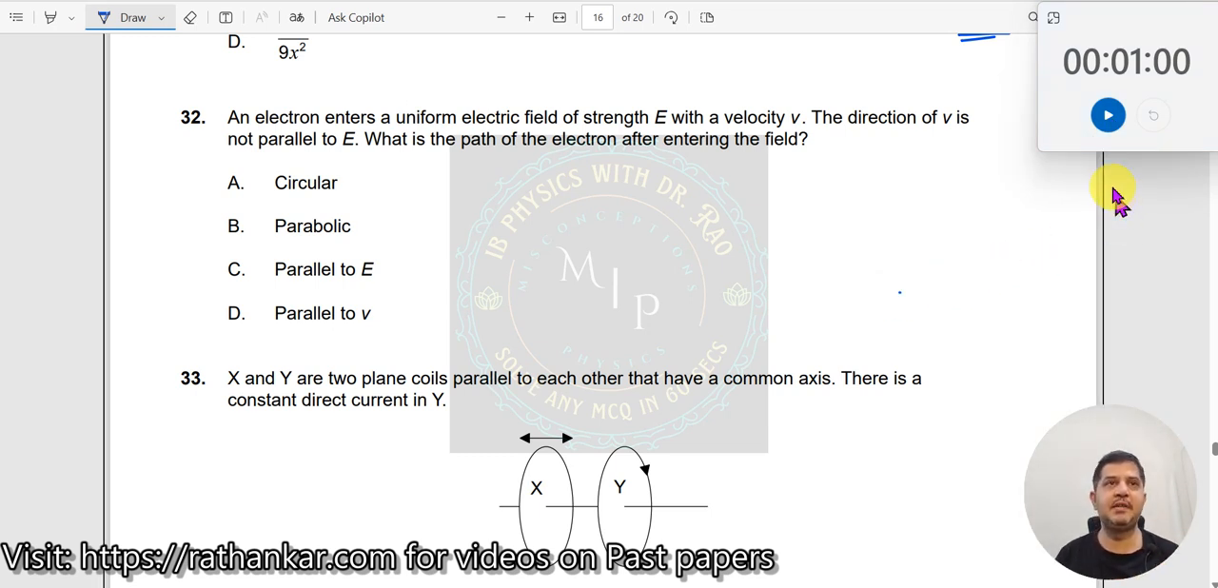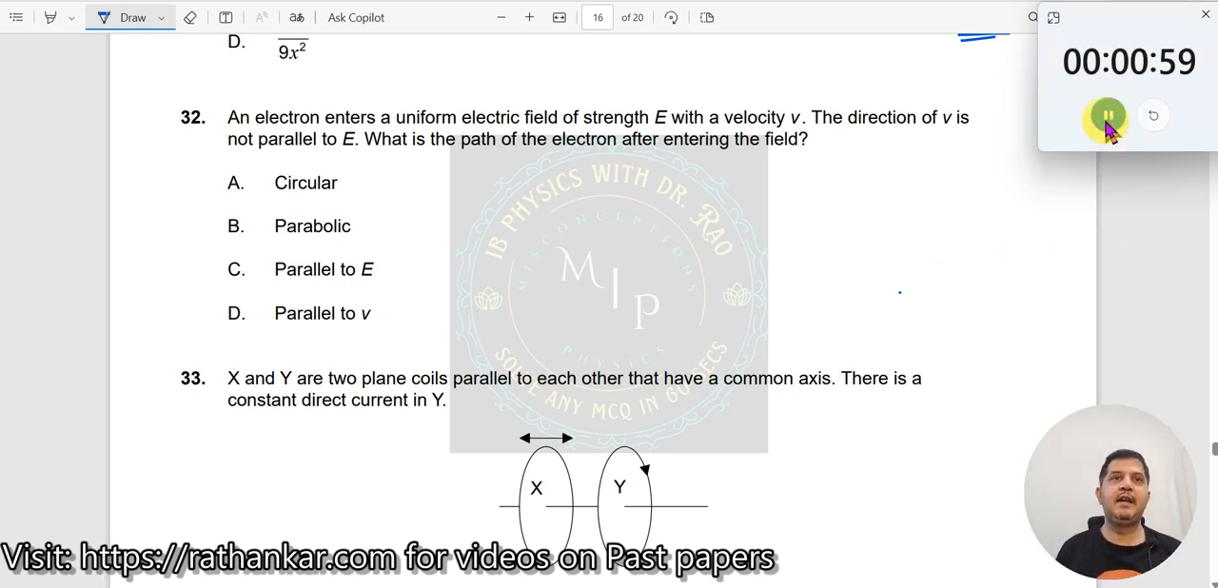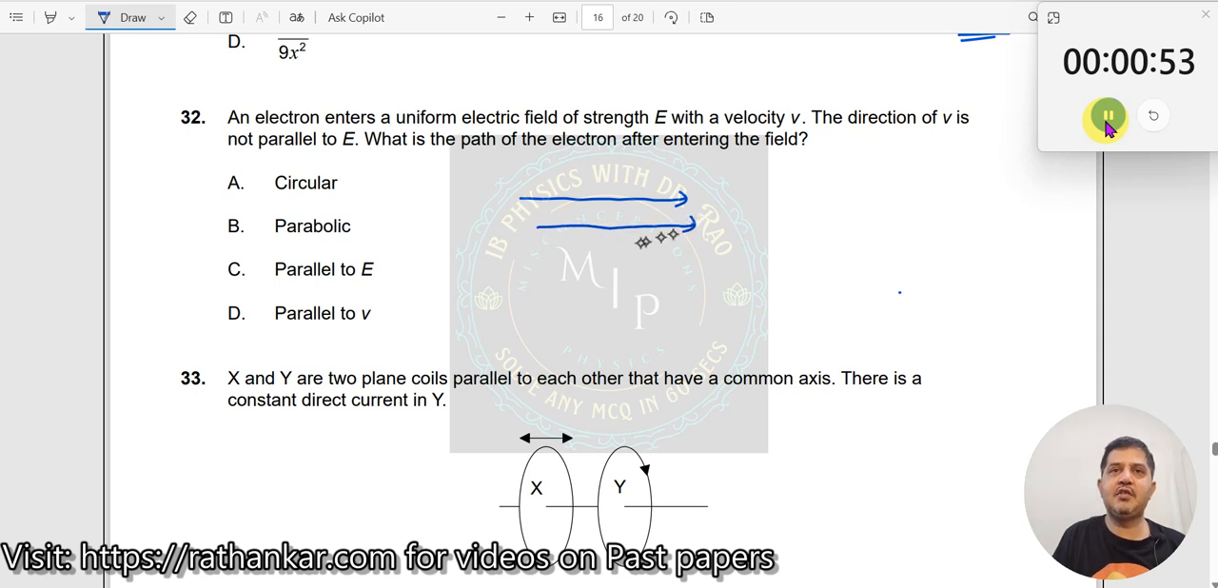Okay, question number 32. An electron enters a uniform electric field of strength E with velocity V. So this is your constant electric field with a velocity V. The direction of V is not parallel to E. Oh wait, the direction of V is not parallel to E. I thought I will write it over here. Okay, let me keep it perpendicular if that is the case. This is like this. What is the path of the electron after entering the field?